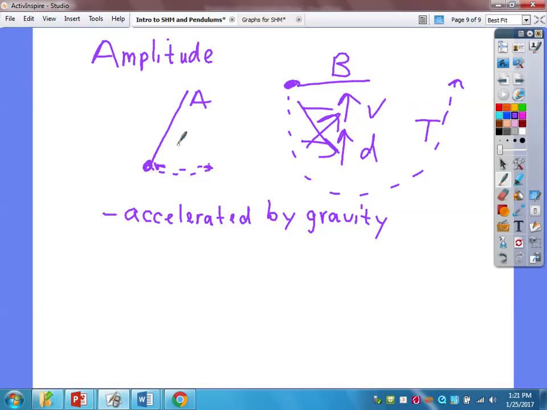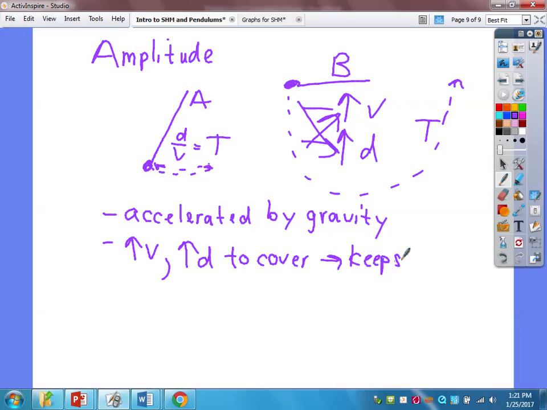So it turns out that ratio of basically d over v equals period is what we're looking at here. They're going to essentially work each other out and leave the ratio the same. So even though you have increased velocity, you have increased distance to cover, which keeps the period the same. So it turns out you don't have to control the mass and the amplitude. It should not have any effect on your period.